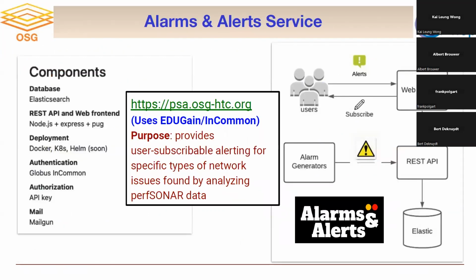We have this alerts and alarming service. This is one of the most requested things that we've had over the last few years. People want to know if there's a network issue that impacts me. And so can you tell me if you think there's a network problem that impacts me? So we have it at this website, shows a little bit about how it's actually architected.